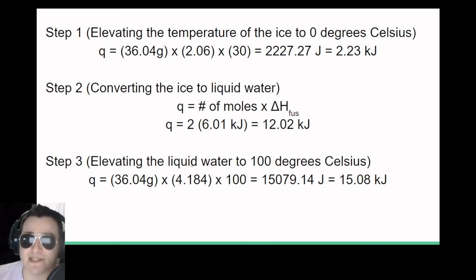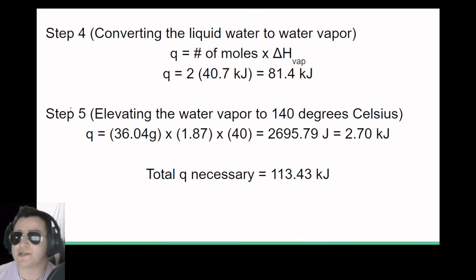The only difference is the specific heat, and of course, the quantity of temperature change. And then divide by 1,000 at the end. That's our kilojoules of energy required. Step 4 is our heat of vaporization. It should look very similar to step 2, but using that heat of vaporization value instead of heat of fusion.